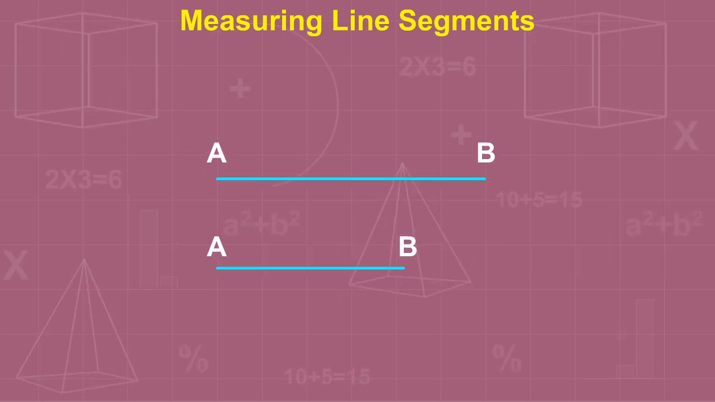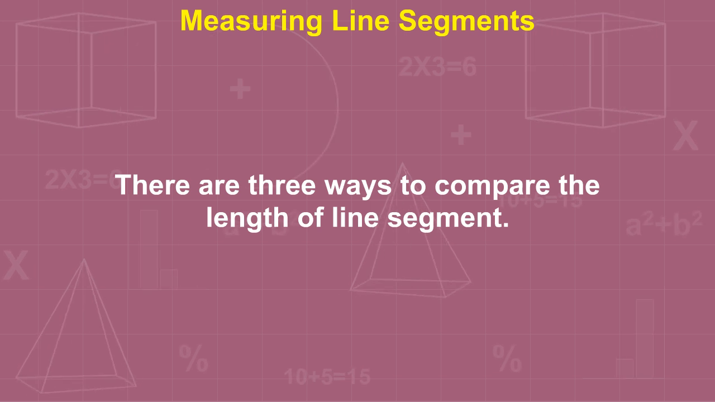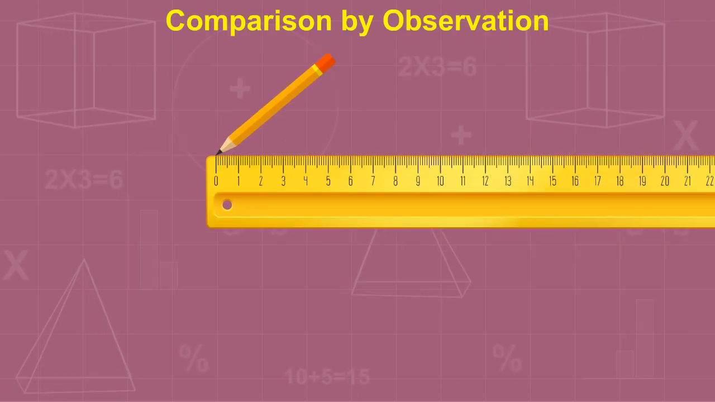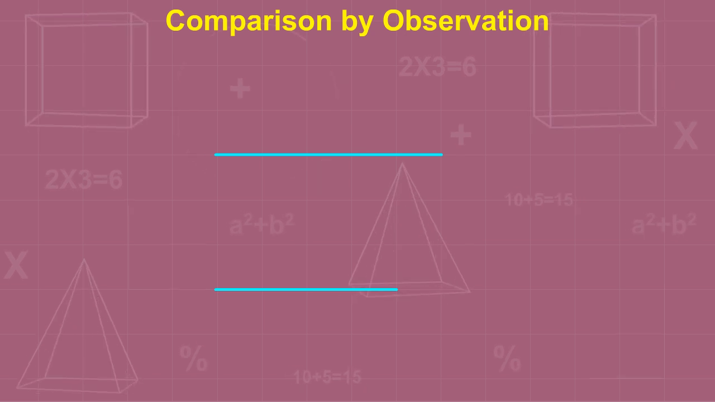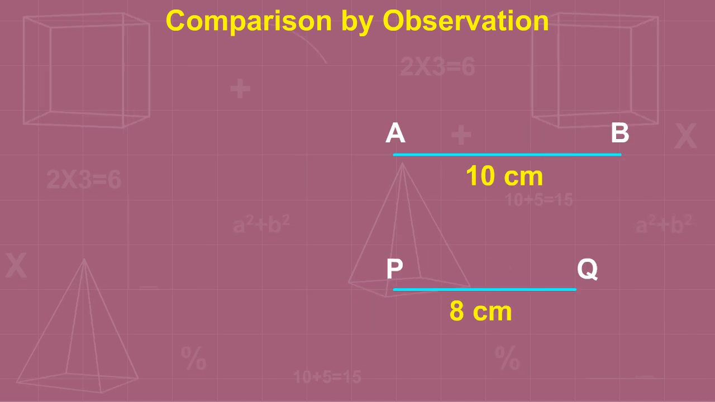We can compare two or more line segments to find out which one of them is shorter and longer. There are three ways to compare the length of line segments. These are: comparison by observation. This is the simplest way to compare two or more line segments, by observing their length. For example, the two line segments AB and PQ have different lengths, and we can simply differentiate between them by observing their length.